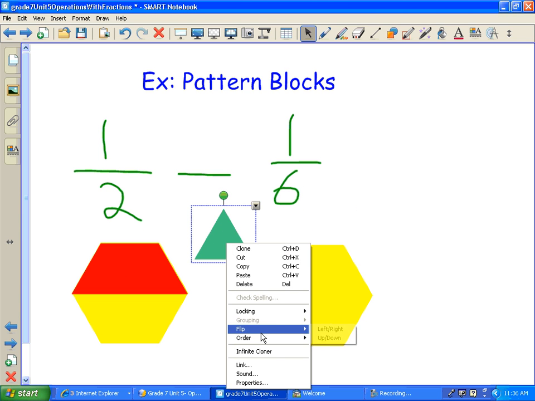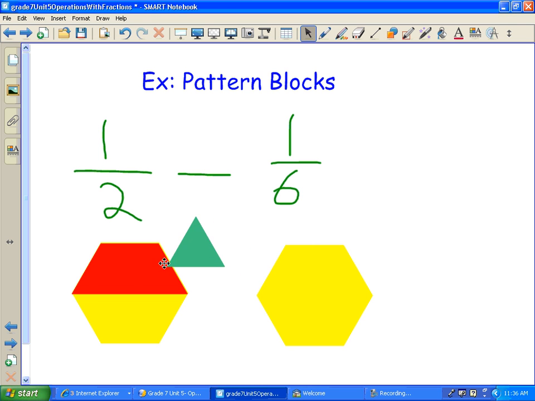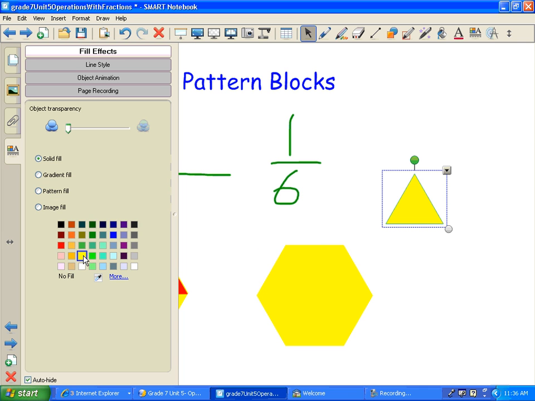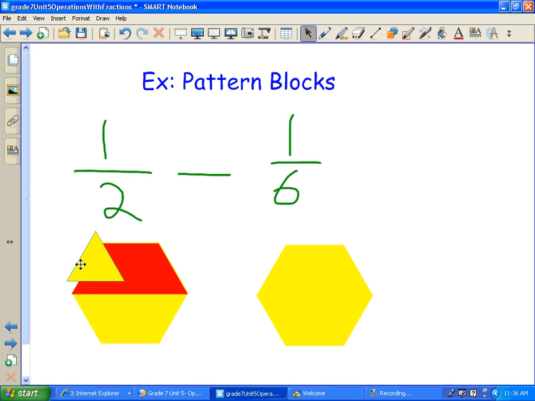Oops, let me send it to the front. I'm going to cover up part of my 1 right here. There you go. So all I have left here now is this piece right here, this red piece, because this is covered up. I guess if I wanted to change the color of this, I could change this to yellow so you could really see it being covered up. There you go. So all you have left showing is this piece right here.